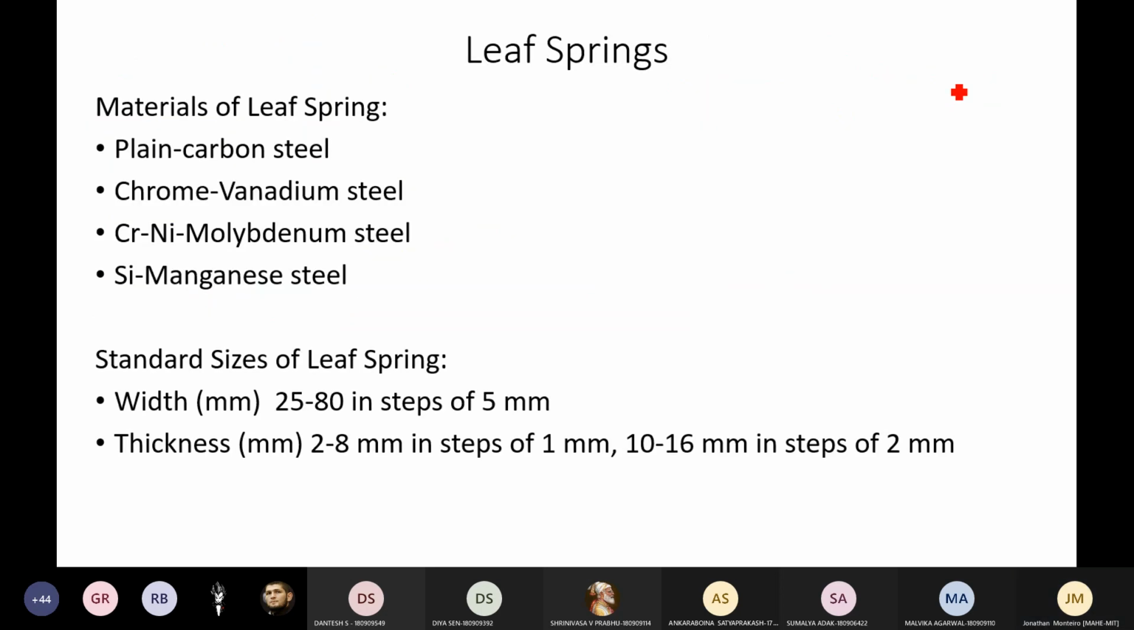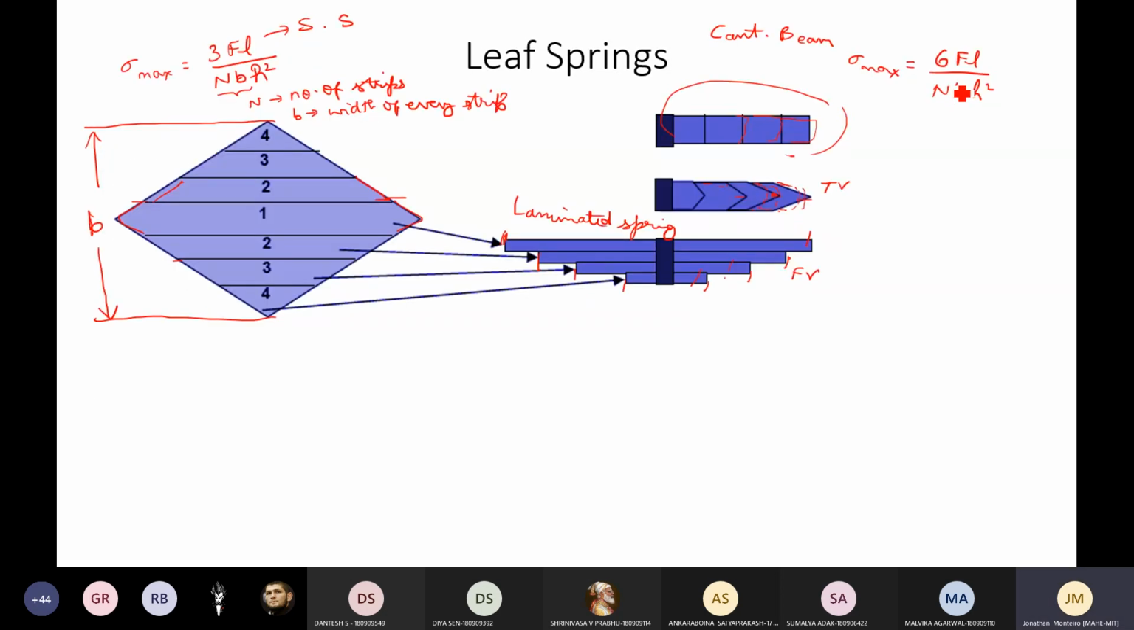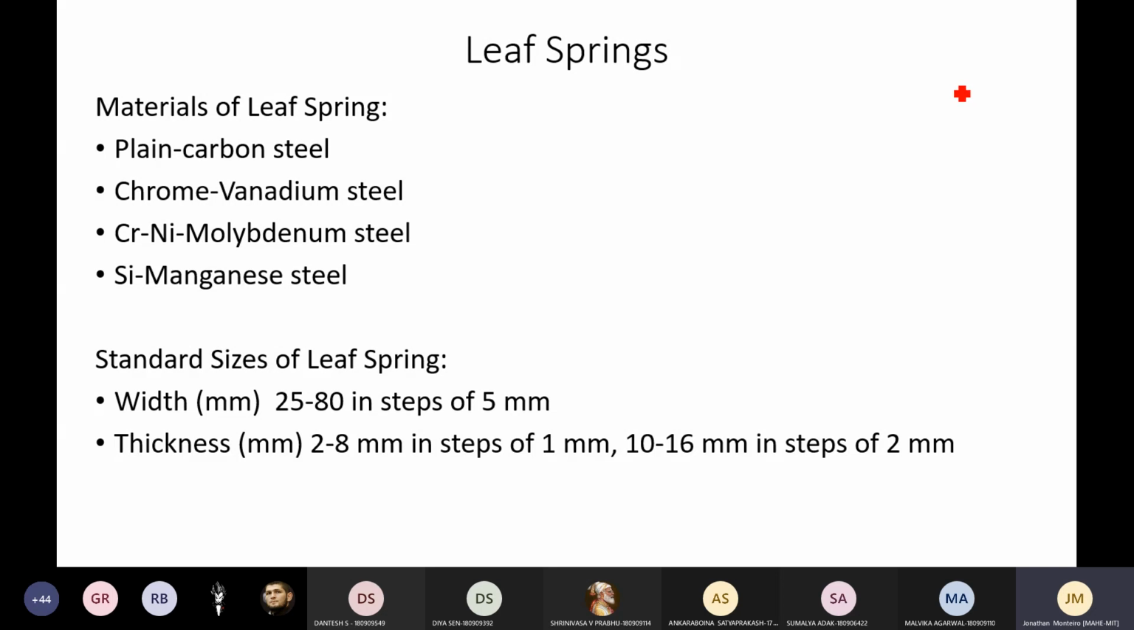Okay. Let us go next. Let us discuss a few things about materials of the leaf springs. From which materials is the leaf spring made? One is plain carbon steel, that also can be used. Usually chrome vanadium steel is used. So this is a very important material for us.